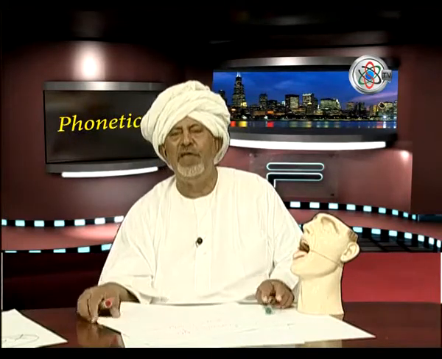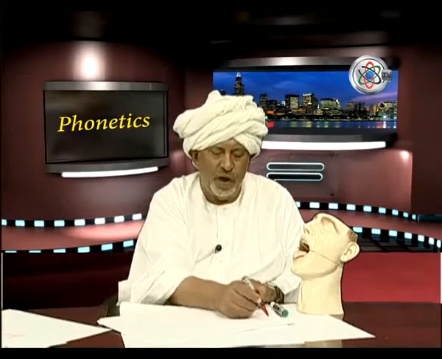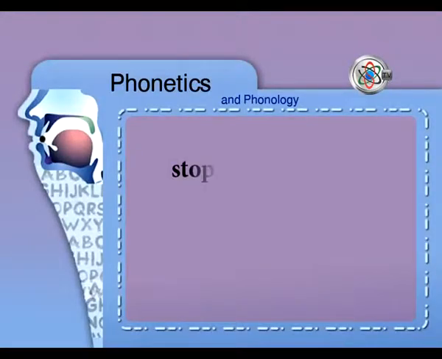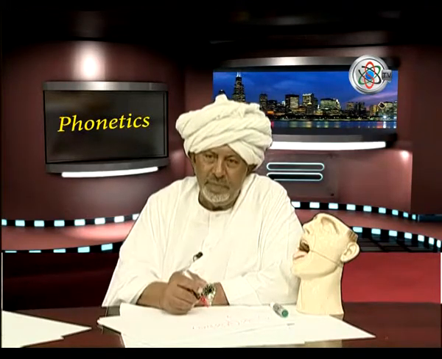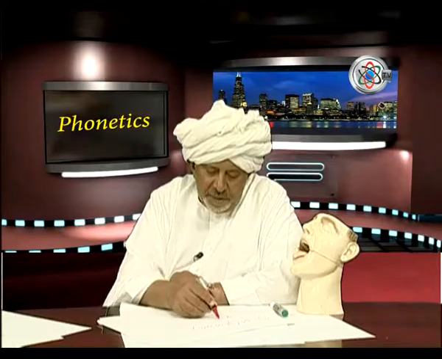Now, I'm going to give you the manner of the sound and you are going to tell me the place. The first manner is called stops or plosives, where explosion happens. I want to see where they are made and you tell me the place. Okay? Now, the stops are the pa, the ba.